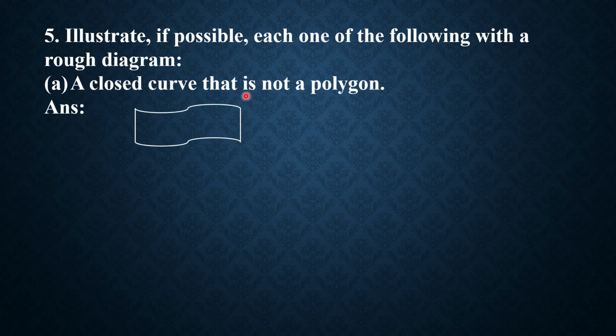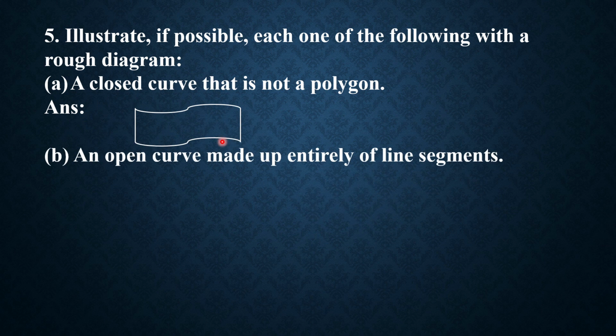This is how. See, here and here I have line segments, but here I don't have line segments, I have curves. So it is a closed curve and it is not a polygon. Next, an open curve made up entirely of line segments. This is how. See, only line segments are there, but it is open. So we say it is an open curve made up entirely of line segments.